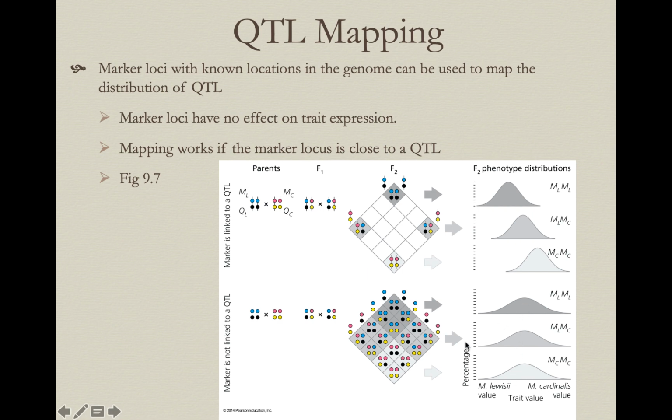So this tells us that that marker locus didn't give us any information. It doesn't tell us that there is a gene locus near that marker locus that is associated with the production of this trait. I guess it tells us that there's not one in that area, so it doesn't tell us where one is, but it might tell us where one isn't.